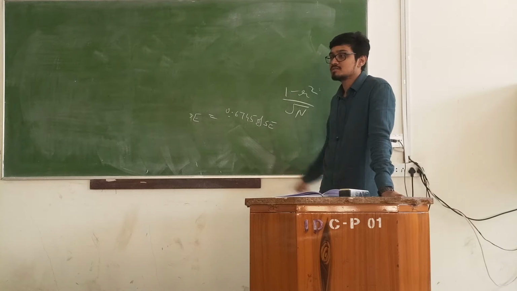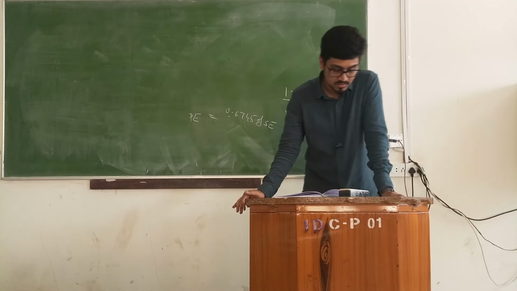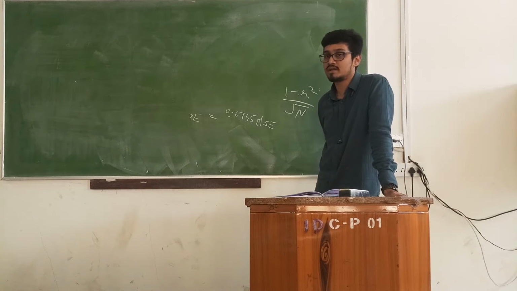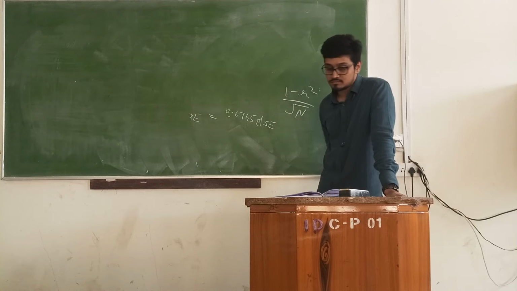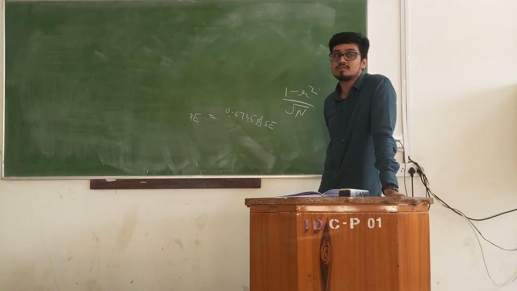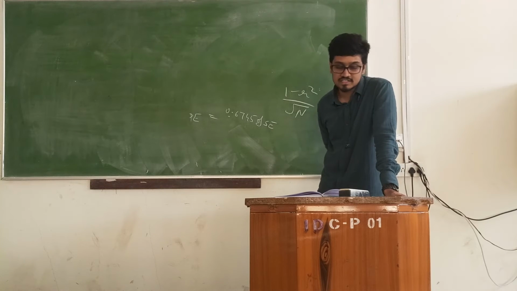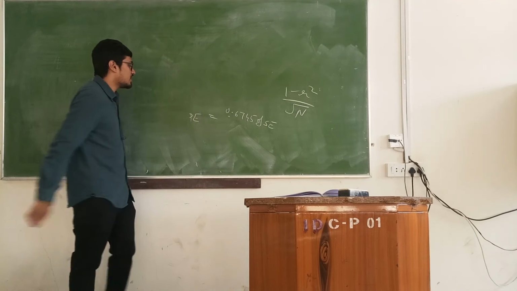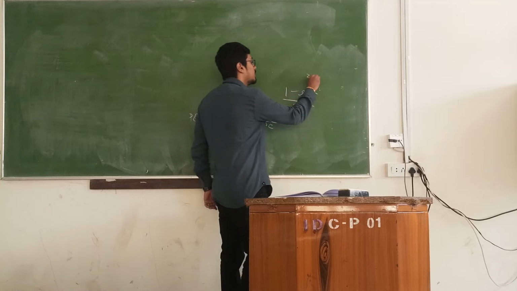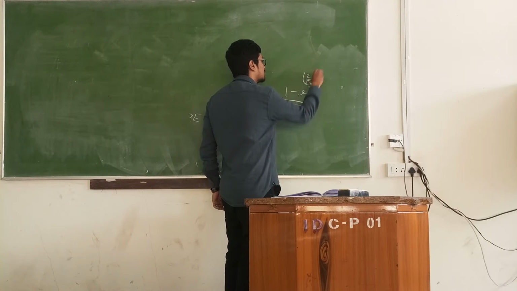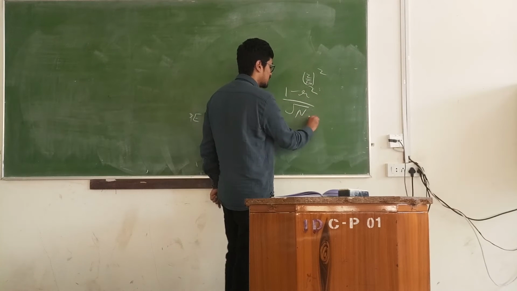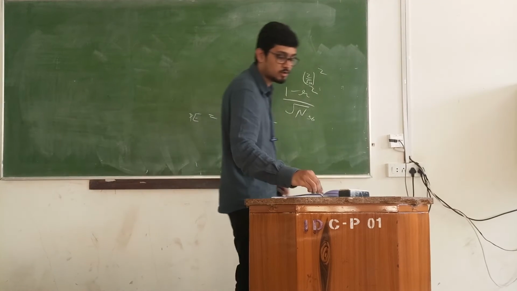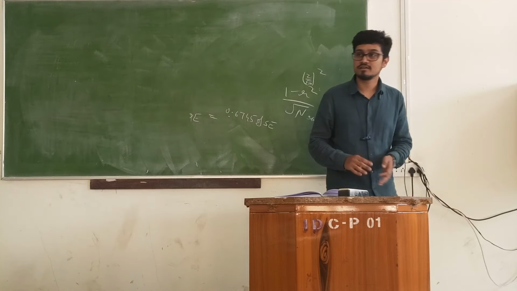Now write down one question on probable and standard error. Here, r is equal to 2 by root 10, and N is equal to 36. Calculate the probable error, not the standard error. First calculate the standard error, then multiply by 0.6745.